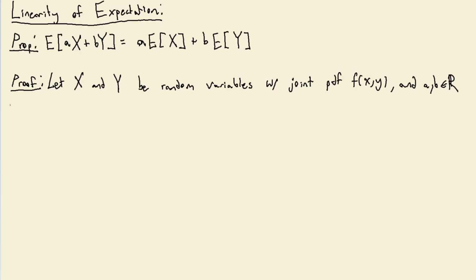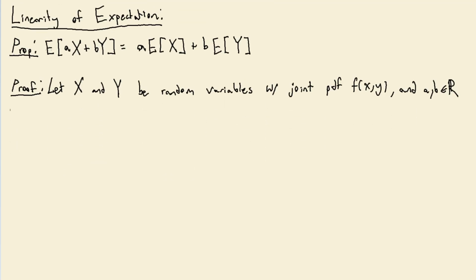And so we have our proposition. It's that the expected value of a times some random variable X plus b times some random variable Y is going to be equal to a times the expected value of X plus b times the expected value of Y. I've already started the proof here, but we're going to let X and Y be random variables with joint probability density function given by f(x,y), and we're going to let a and b be real numbers.